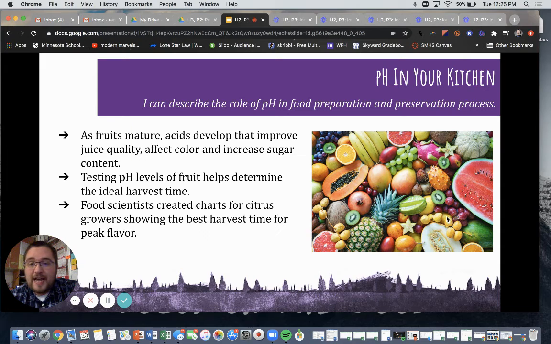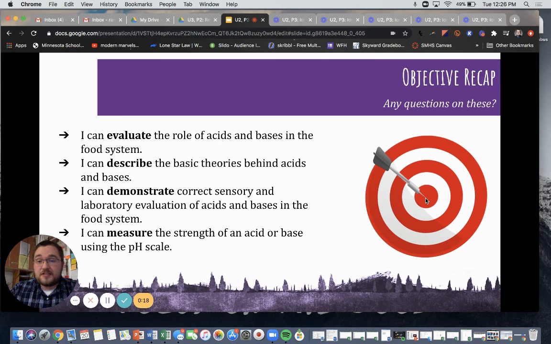As fruits mature, acids develop that improve juice quality, affect color, and increase the sugar content. Testing the pH levels of fruit helps determine when we should harvest or pick the different fruits and vegetables that we have. And food scientists have created charts for citrus growers to show the best harvest time for peak flavor because we have done those testings and we know that as the fruits mature, it's going to become more acidic, especially if it keeps going on, and then it becomes really sour and undesirable. So we want to harvest the fruit when it is tasting the best, obviously.